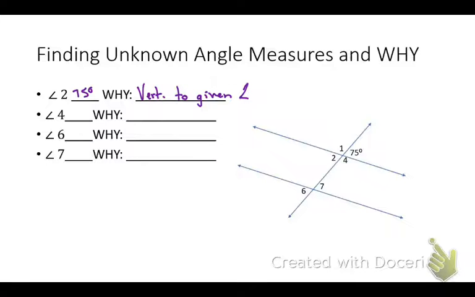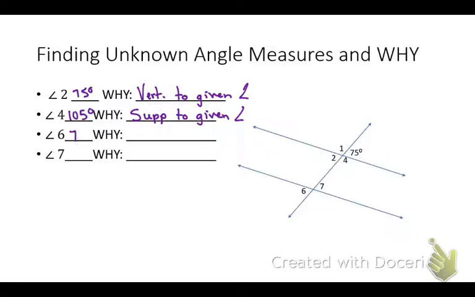All right, what is the measurement of angle 4? Emily, what'd you get for 4? 105. Okay, it is 105, and why? Because it's supplementary to the angle. Okay, she said it's supplementary to the given angle. All right, very good.